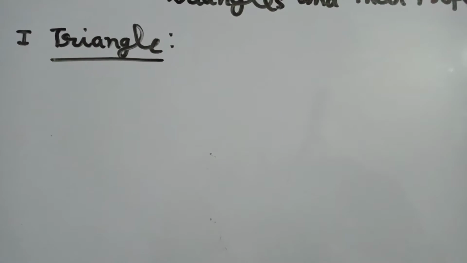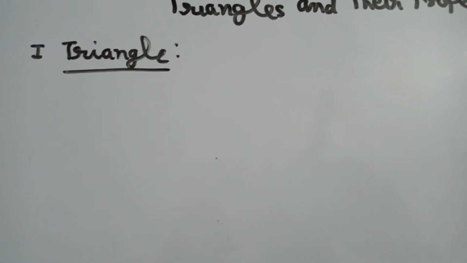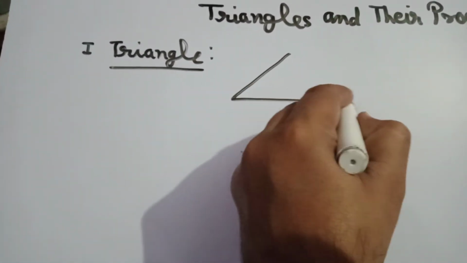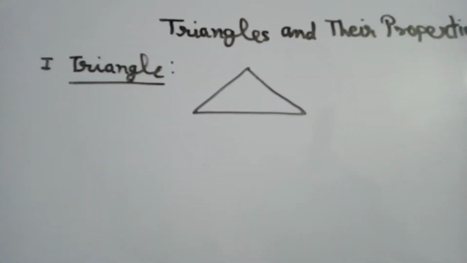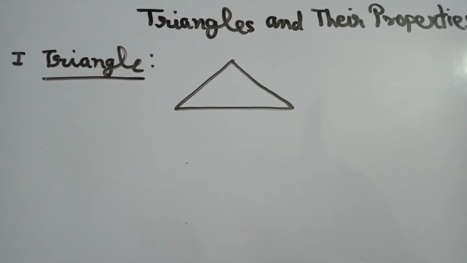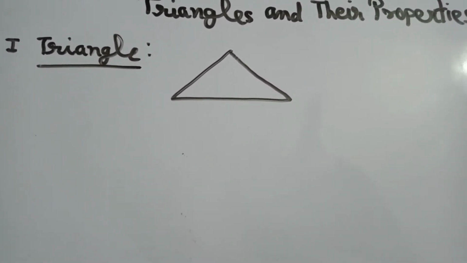So, students, what is a triangle? A triangle is a closed figure having three line segments. A geometrical figure having three line segments and which is closed is called a triangle. You have read the types of triangles in the previous class, so I will not discuss them here.